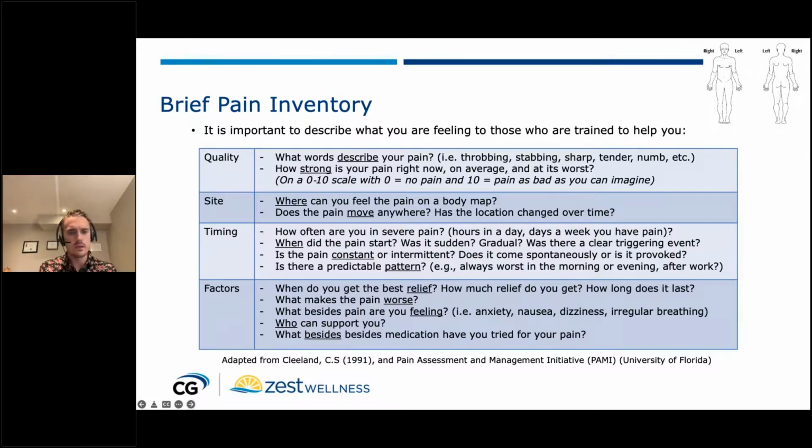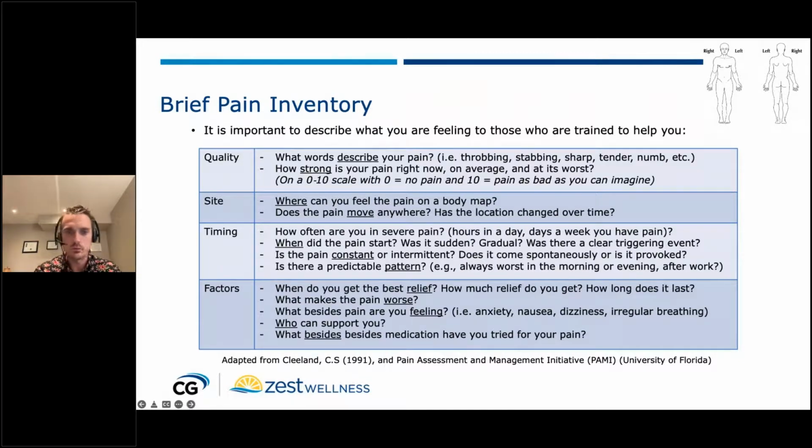What type of pain? Is it consistent? Does it feel a certain type of way? Is it moving anywhere in our body? Times where it has got better, what made it better? Things we've tried that just made it worse. We want to be able to be knowledgeable and speak to all these different areas of pain. That is our brief pain inventory right here.